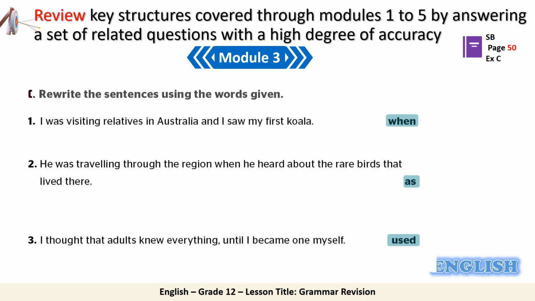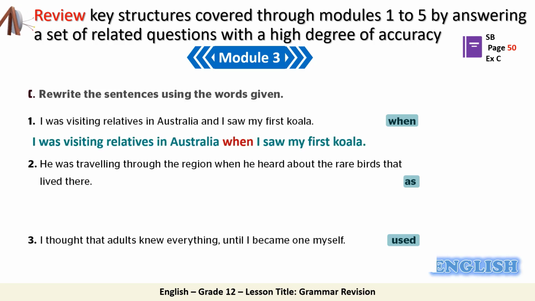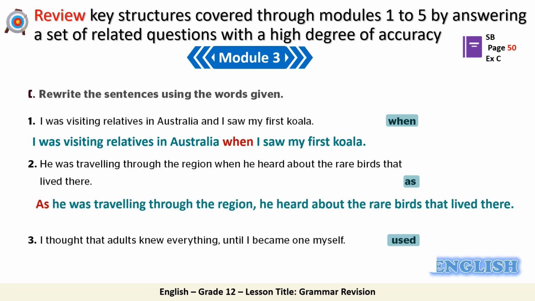We start with the first sentence and we should write, I was visiting relatives in Australia when I saw my first koala. We move to the second sentence. We need to rewrite it using as. So we should write, as he was traveling through the region, he heard about the rare birds that live there.